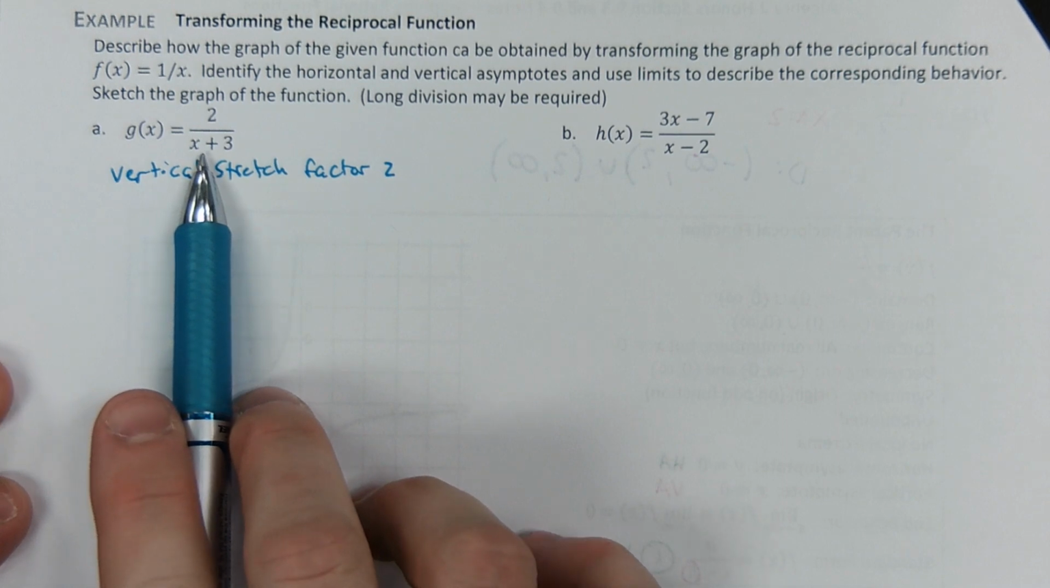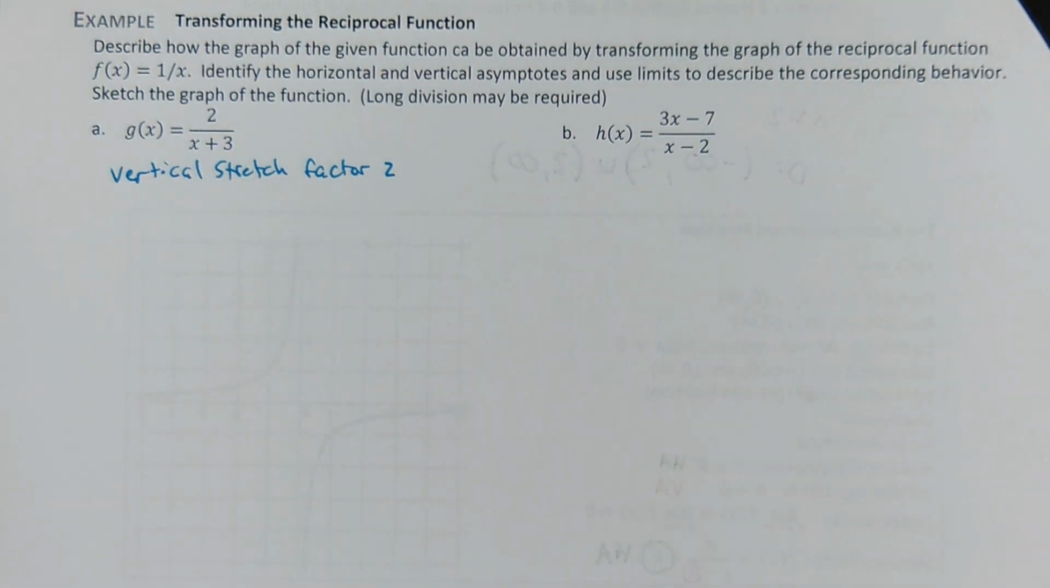The denominator is supposed to be x. It now says x plus 3. What kind of transformation is addition or subtraction? It's a shift. Because it's on the x's, is it vertical or horizontal? So I have a horizontal shift, and is it left or right?